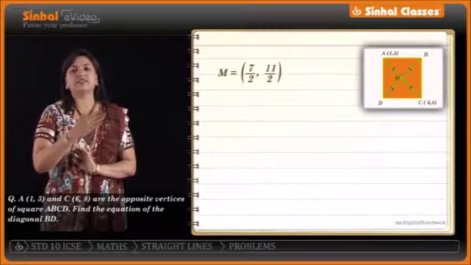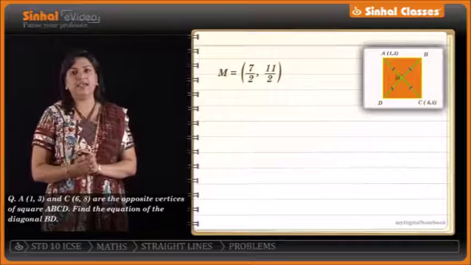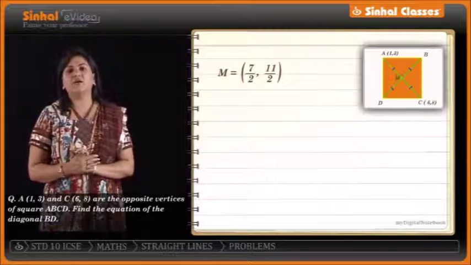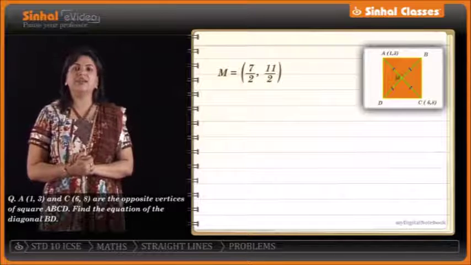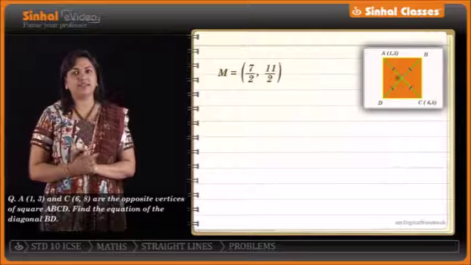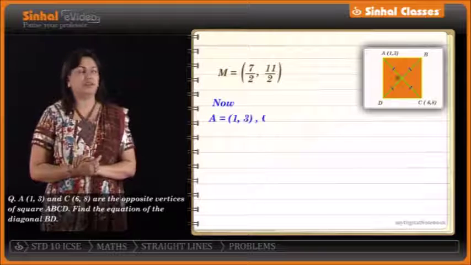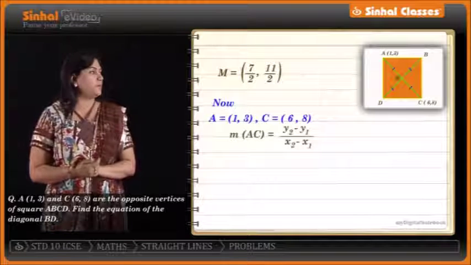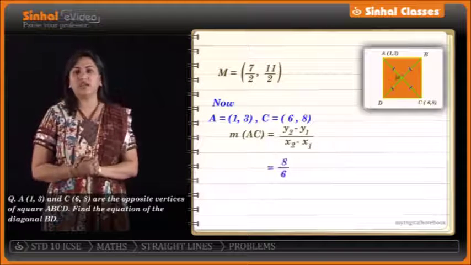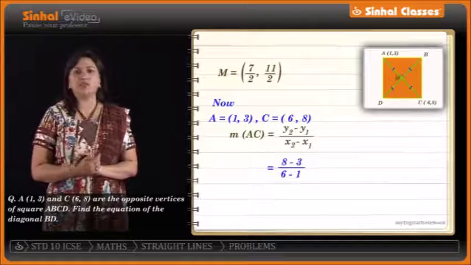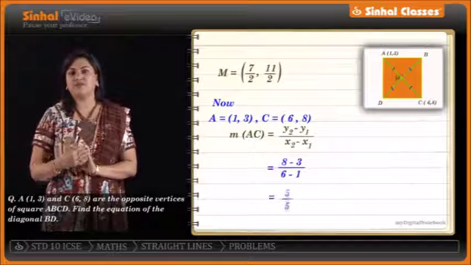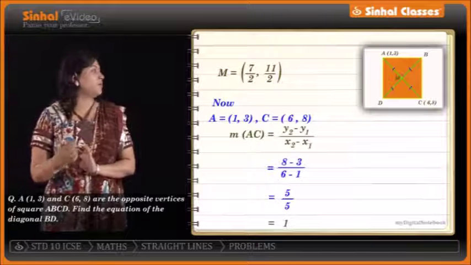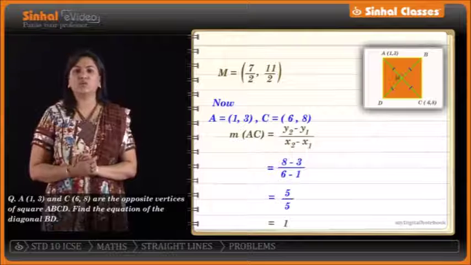Now we find the slope of diagonal AC. That can be done by (y2 minus y1) upon (x2 minus x1). Here the coordinates of A and C are (1, 3) and (6, 8). Substitute that to get the slope as (8 minus 3) upon (6 minus 1), that is 5 upon 5, which is 1. So we have got the slope of AC as 1.